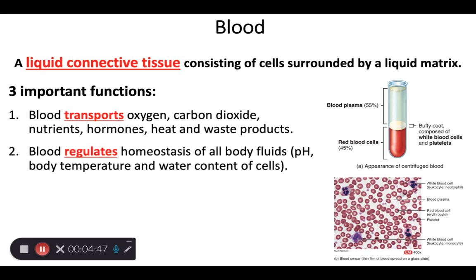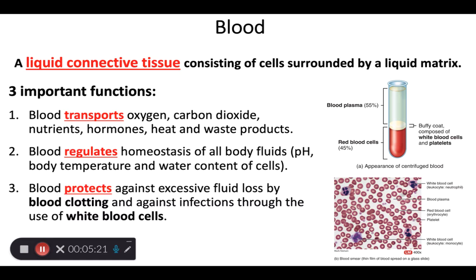Number 2, regulation of homeostasis. So whatever your cells need to be as far as pH, temperature, water content, the blood really plays a vital role in maintaining those conditions. And that's why blood is such a good diagnostic tool, because if there's a problem with something in the bloodstream, if something is too high or too low in your bloodstream, there's a good chance that that molecule is high or low within your cells and might affect cellular function.